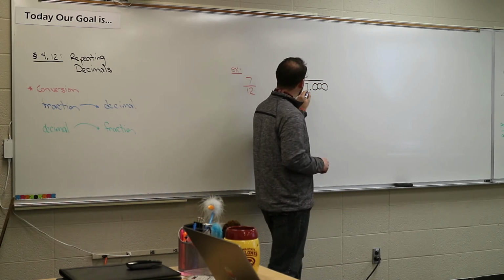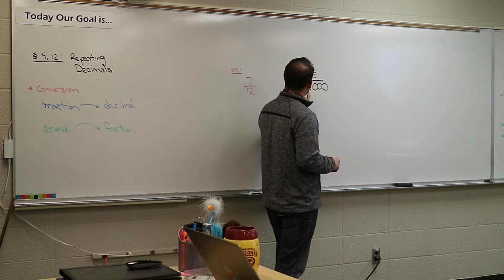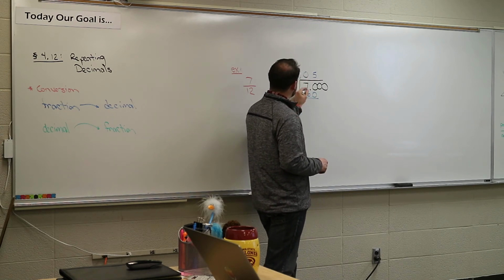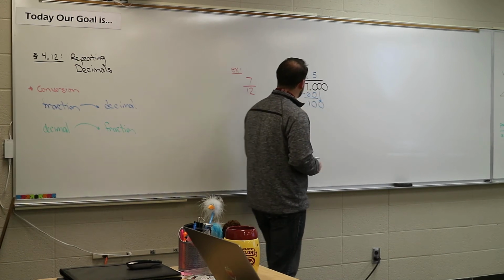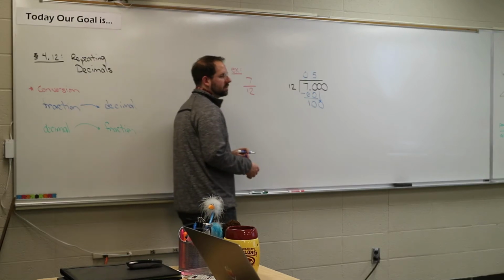How many times can 12 go into 70? 5 times. That would be what, 60? 5 times 12 is 60. And when you subtract straight down, you get 10. And we bring down the next number, which is 0. So now, 12 can go into 100 how many times?